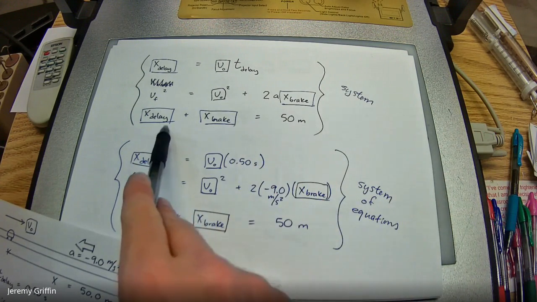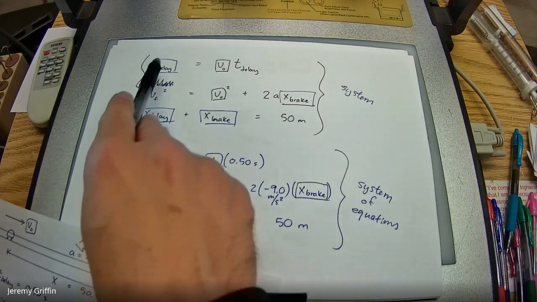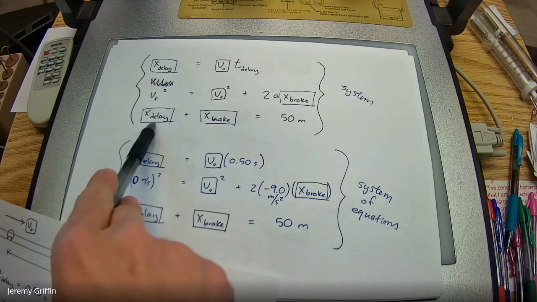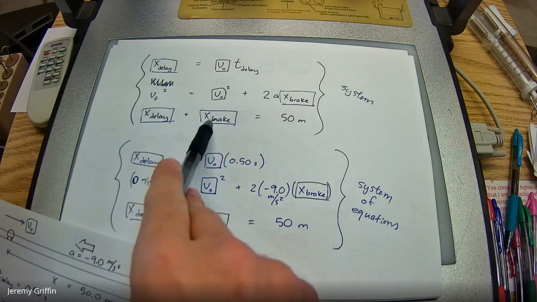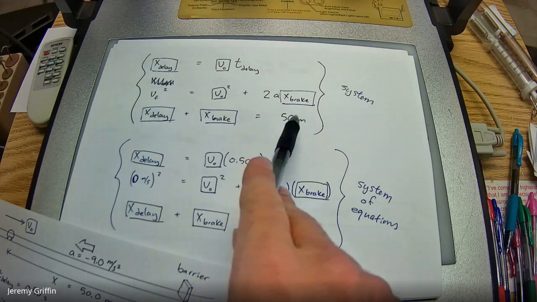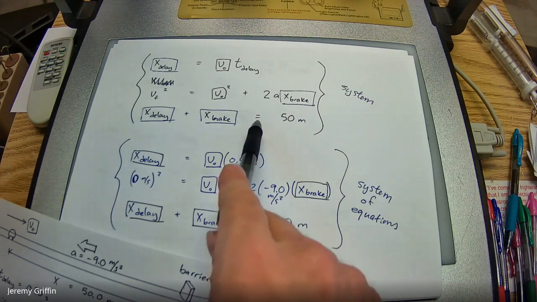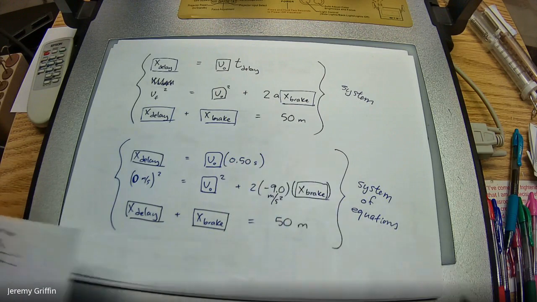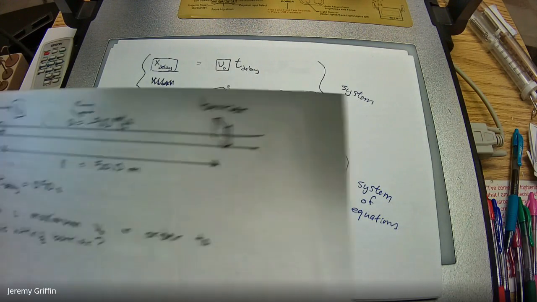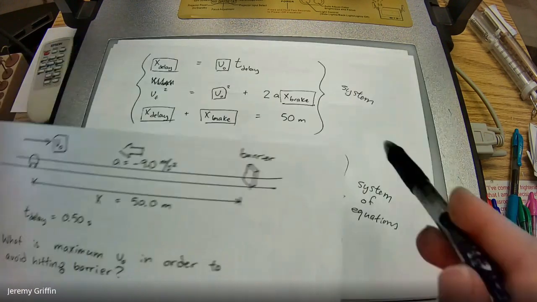This is for the new context: the delay distance, while he was switching his foot over, and the full braking distance have to add up to exactly 50 meters or less. Maybe I should make this an inequality. It can be this at a maximum, right? You're trying to hit a maximum value, the maximum initial speed.